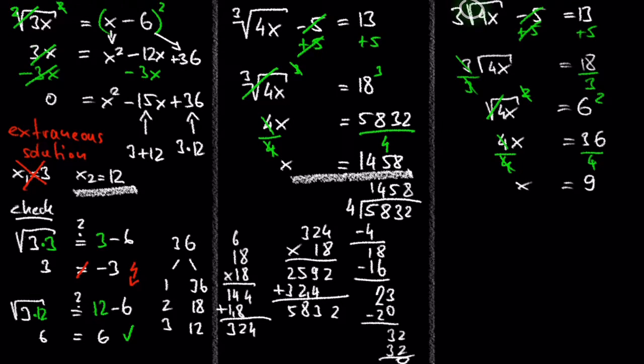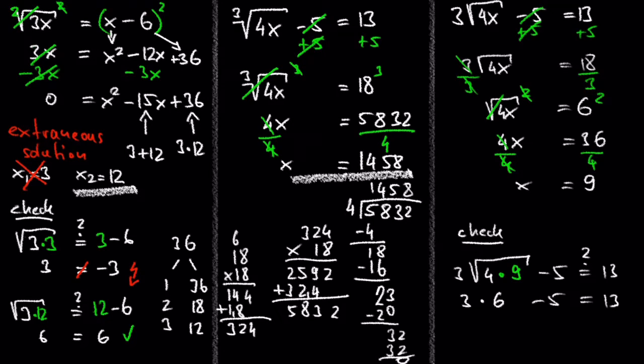Because we have an even index in this problem, we have to check our answer. Three times the square root of 4 times 9, minus 5 equals 13. 4 times 9 is 36, and the square root of 36 is 6. Three times 6 is 18, and 18 minus 5 is 13. 13 equals 13 is true. So 9 is a solution for this problem.